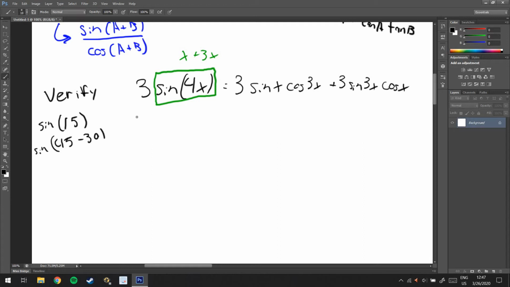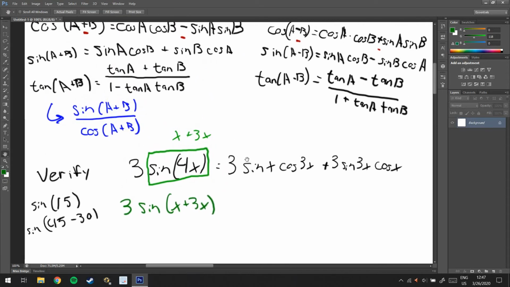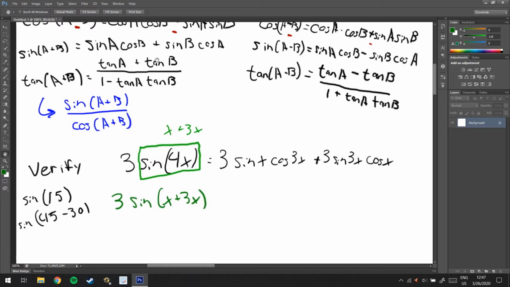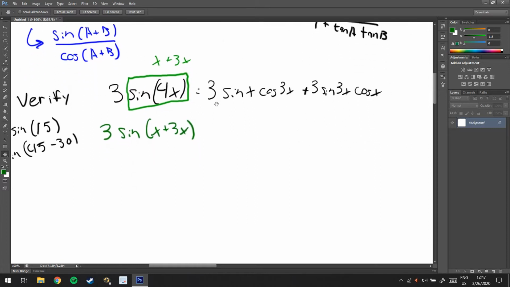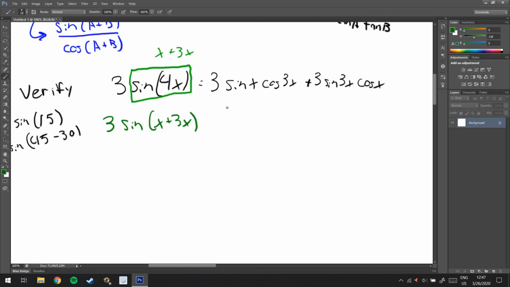So over here, I can rewrite this, I'm going to use this in green, as 3 sine of x plus 3x. Order kind of matters. If we had subtraction with sine, it'd be more important. For here, since we have addition, we know that we're going to want addition since sine of a plus b gives us addition. And this is going to be the same. I don't really need to write that down again.